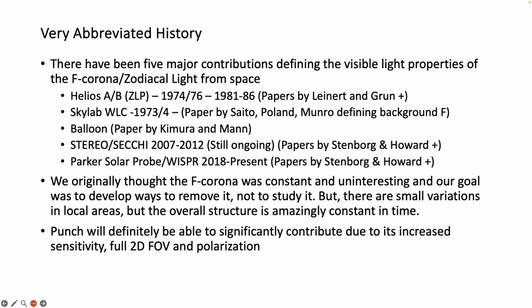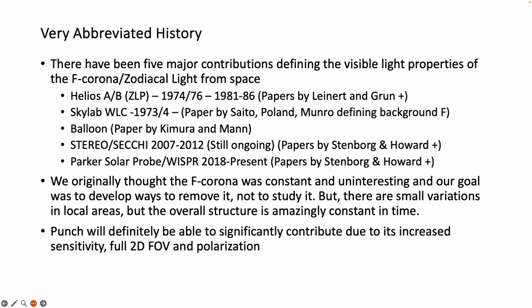So the Helios mission consisted of two spacecraft launched in '74 and it lasted till the early '80s. And Christoph Leinert and Eberhard Grun really published a whole series of papers that really defined the zodiacal light from 1 AU down to 0.1 AU.